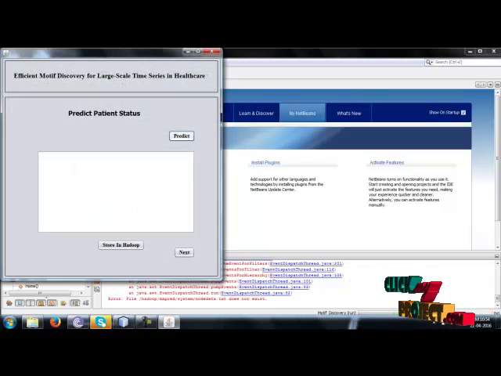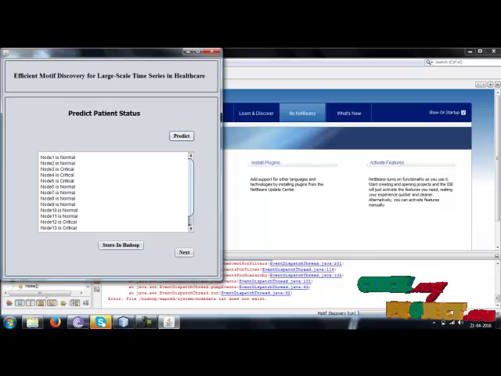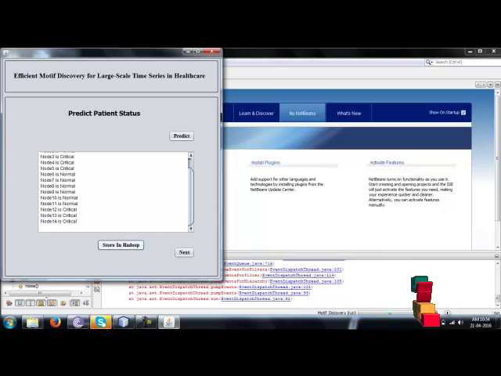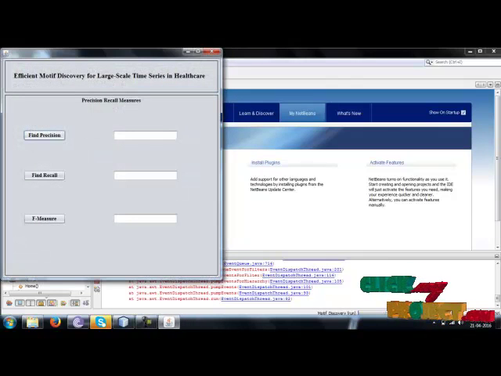Predicting the data means we predict for every node whether it is critical or what the situation is, which gives the prediction results. That means the patient's status. Node 1 is normal, node 3 is critical, and other statuses are generated based on the prediction results, and these results are stored in the Hadoop OS. Then click next to find the precision.